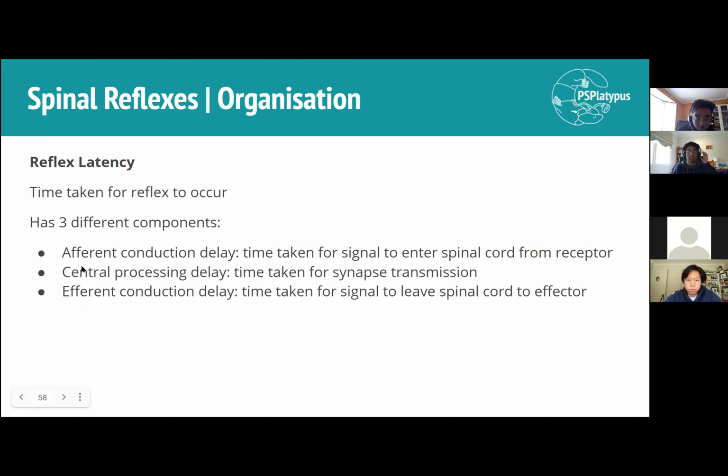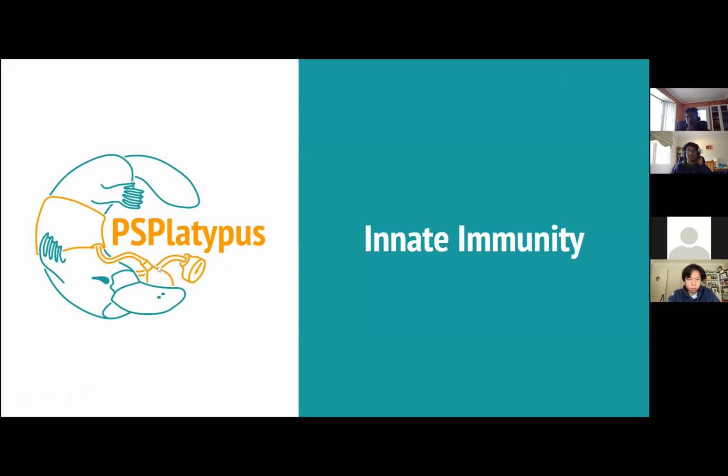Afferent conduction delay, afferent meaning sensory, the sensory part of the reflex, is just the time taken from the receptor to enter the spinal cord. Central processing is just the time taken for synapse transmission. Also keep in mind, synapse transmission is probably going to be the bottleneck for a lot of nervous conduction, because that's what actually takes up the most time. Efferent conduction delay, efferent meaning motor, is the time taken for the signal to leave the spinal cord to the effector. As simple as that. And that's the end of physiology.